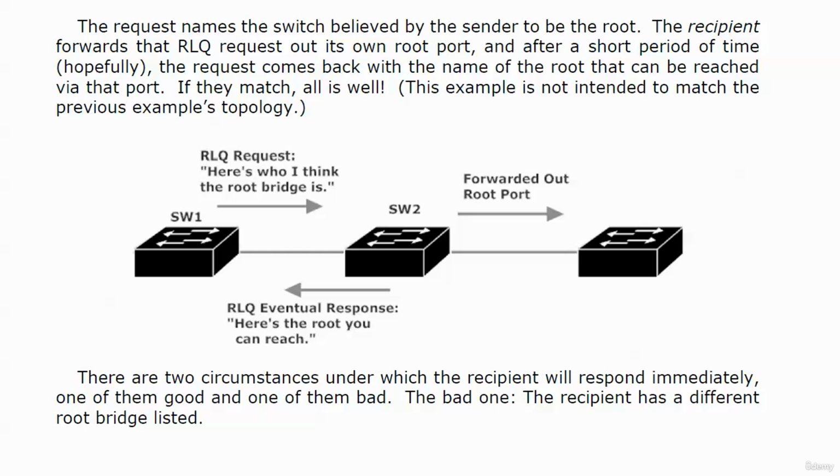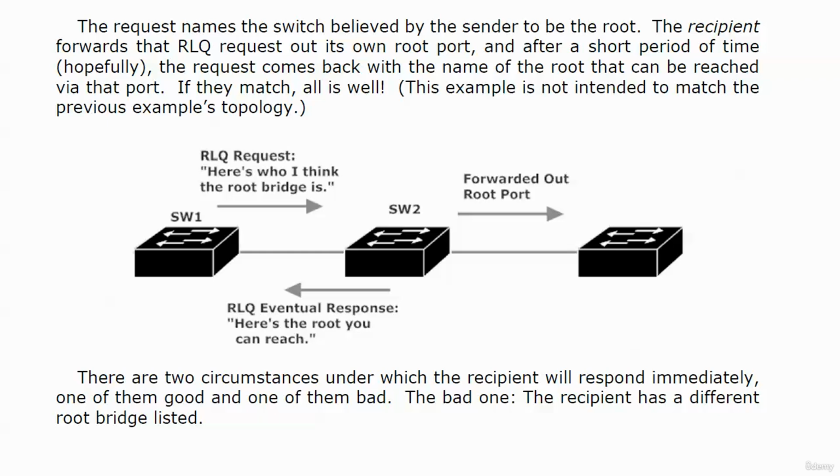And this is not intended to match the setup of the previous examples walked through. But in this one it's saying, hey, here's who I think the root bridge is. Can I reach it this way? And switch 2 is going to forward that message out its own root port. And if it comes back eventually, it depends on how big your network is, and I'm talking seconds here, not minutes, but if switch 2 comes back to 1 and says, hey, here's the root you can reach, and they match, then everything is fine.